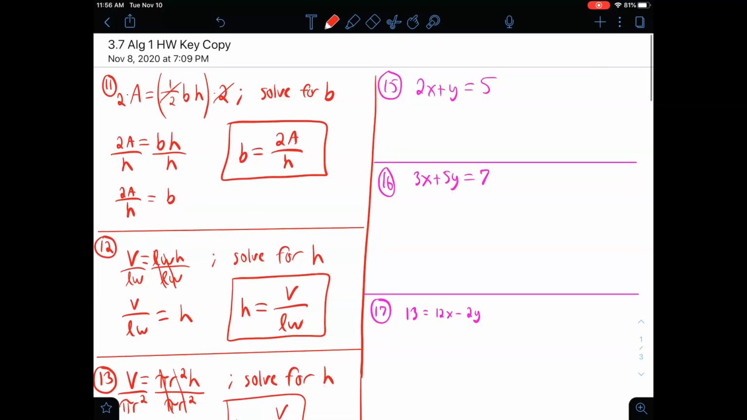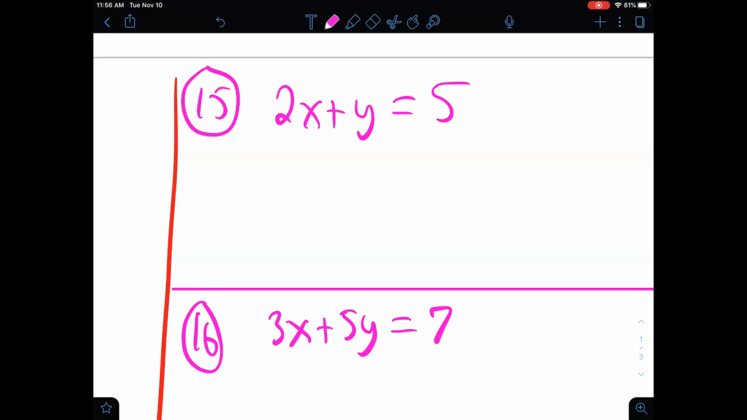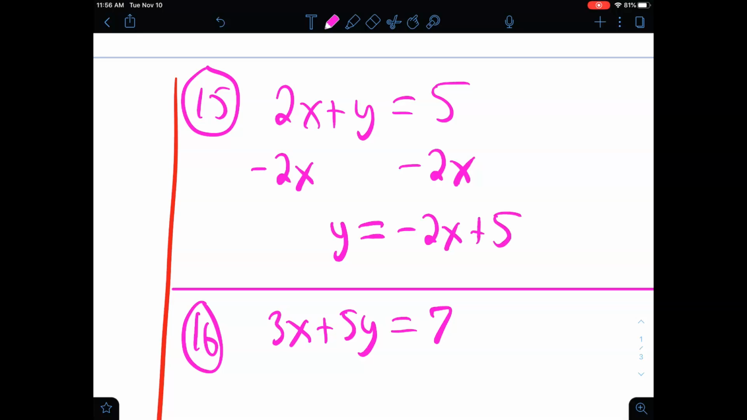All right, moving on. Now we're moving on to number 15. It says 2x plus y equals 5. It says write y as a function of x, and that means to get y by itself. So to get y by itself, how do we do that? We have 2x plus y equals 5, so I need to get rid of this 2x. Well, I'm going to subtract 2x from both sides. And then we get y equals, and when we write our final answer, write the x term in front. Don't write 5 minus 2x. We're going to write negative 2x plus 5, okay?